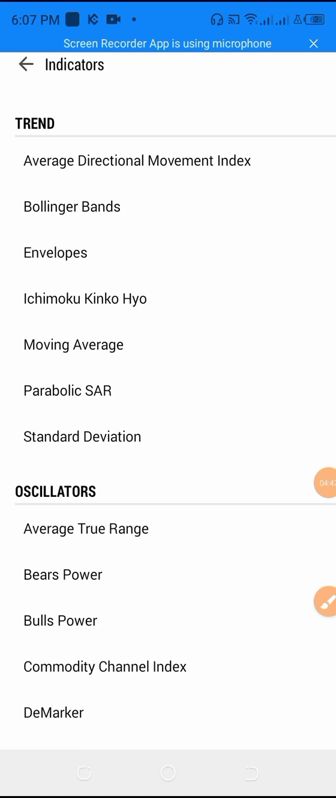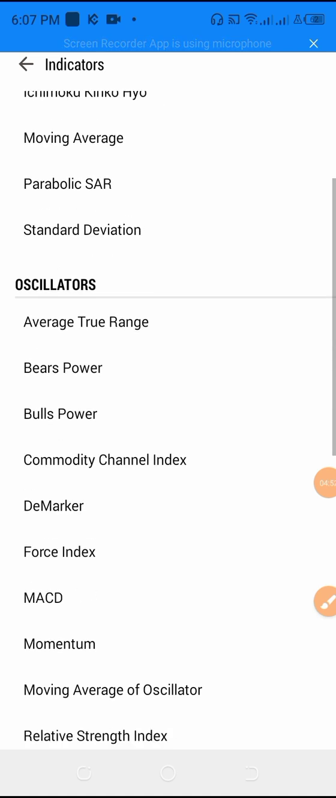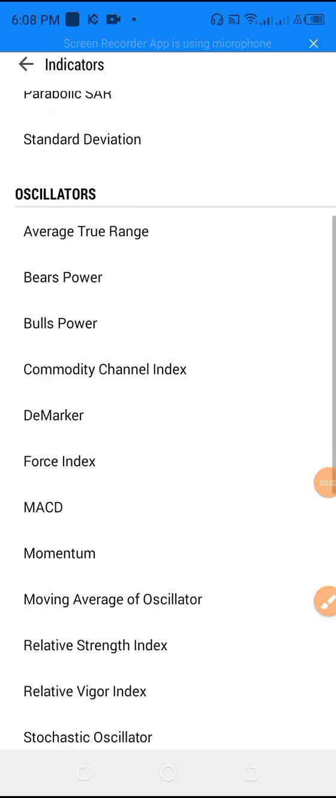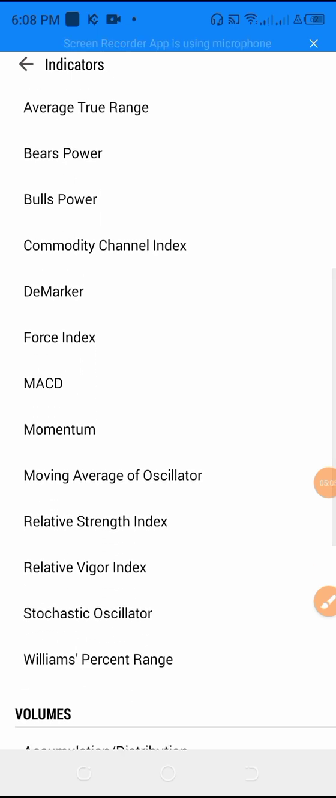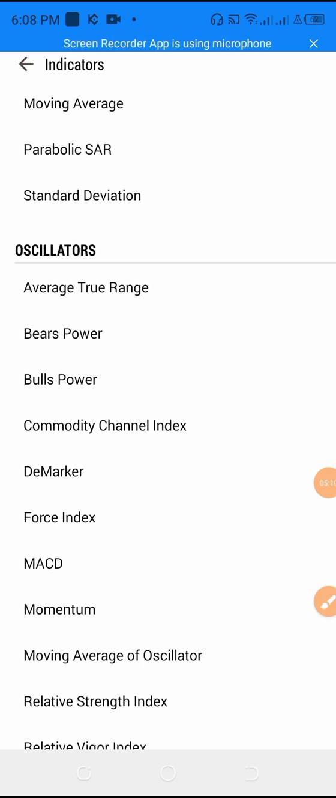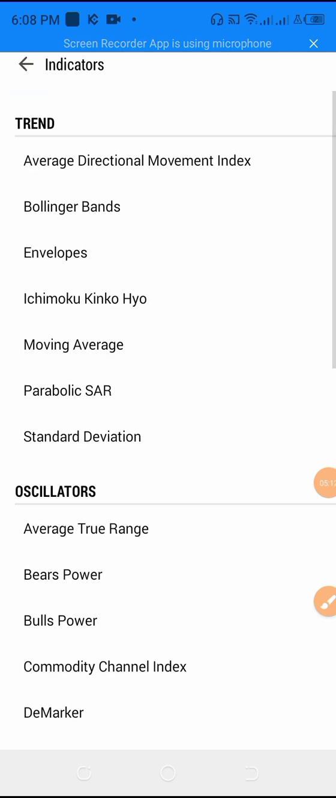If you want to check the strength of the trend, or if you want to check the overbought or oversold conditions, examples of what you use are the relative strength index and stochastic oscillator. And then if you want to check if the market is trending up or down, if it's an uptrend or downtrend, you use the trend indicators, being moving average and Ichimoku and stuff like that.